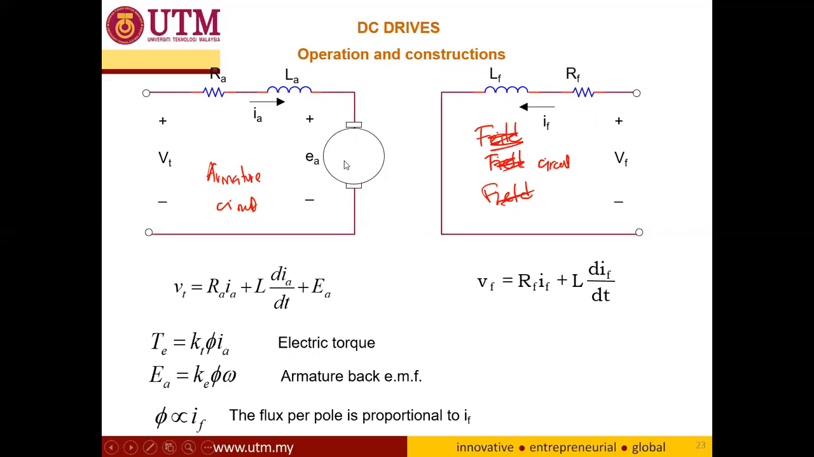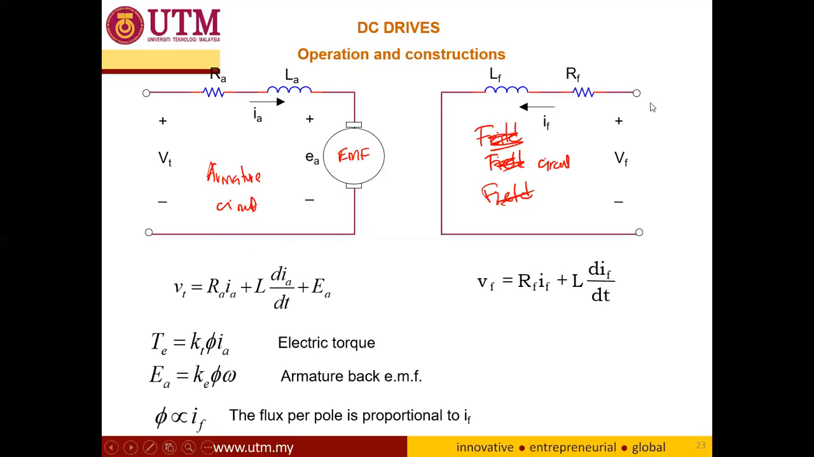And this one is EA. This is what we call back EMF. When the rotor rotates, it will produce a very small voltage that we call back EMF. So from this armature circuit, we can derive the KVL of the circuit here. V terminal is equal to RA IA, where IA is the armature current, plus L dIA/dt plus the back EMF. While for the field circuit, VF is equal to RF IF plus LF dIF/dt.